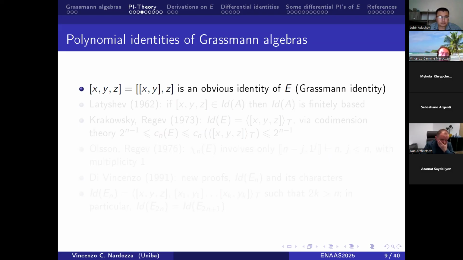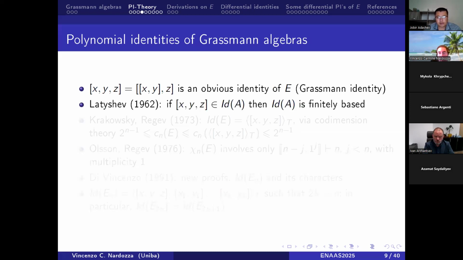Okay, today is a well-known result, but originally one has an obvious identity of the Grassmann algebra, which is called the Grassmann identity. It is formed by the so-called triple commutator. When I consider commutators in this talk, I consider all longer commutators, by default, left-normed. So it is the commutator of x, y, commutated with z.